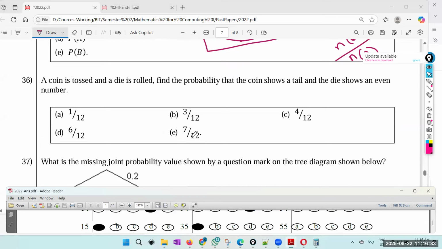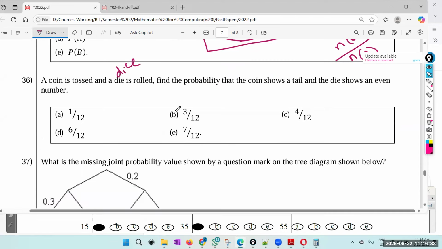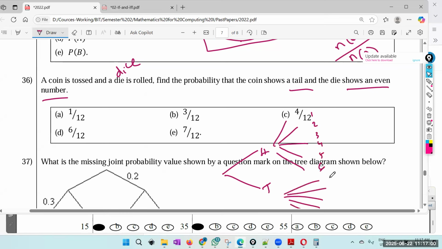A coin is tossed and a die, it must be a die, okay, is rolled. Find the probability that the coin shows tail and the die shows an even number. These are the classic questions, right? So the coin is tossed, head, tail. And here we have 6: 1, 2, 3, 4, 5, 6. And again we have 1, 2, 3, 4, 5, 6. All the probabilities are half into 1/6. All the probabilities are 1/12.